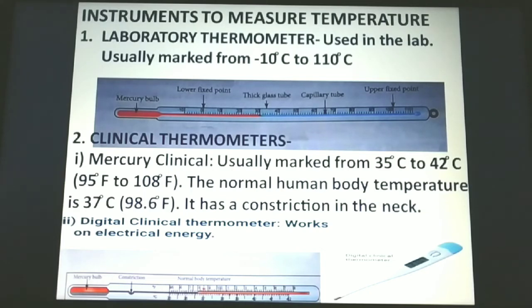Second is a digital clinical thermometer. Now this is used nowadays. It works on electrical energy from electrical cells, very small in size like buttons, the cells which are used in watches nowadays.